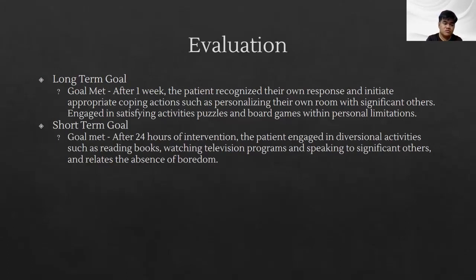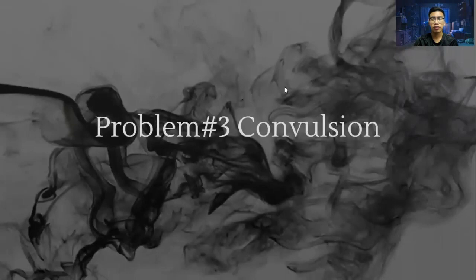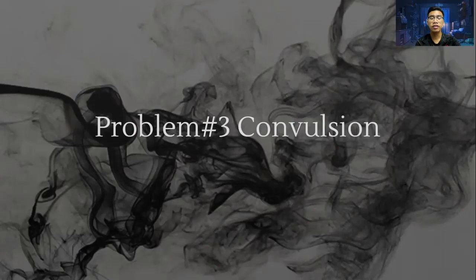Now we move on to the third problem. So now let's proceed to the third problem, our problem number 3, which is convulsion. First, let's define what convulsion is. Convulsion is an episode in which you experience rigidity and uncontrolled muscle spasms along with altered consciousness. Now that is done, let's proceed to the subjective and objective cues.